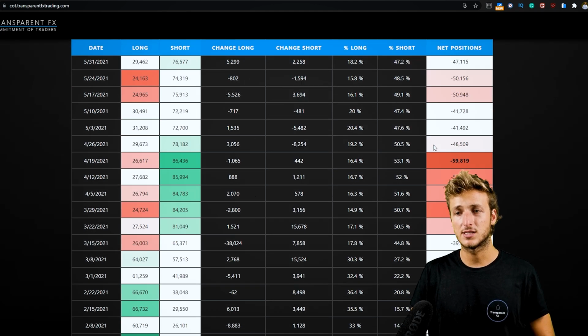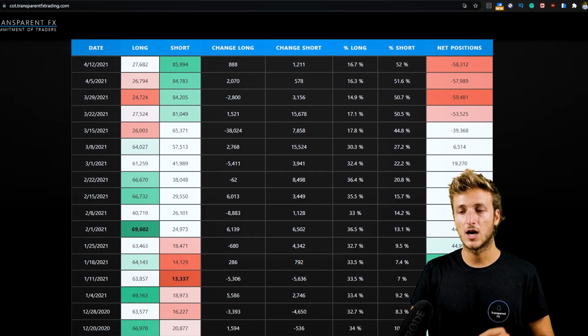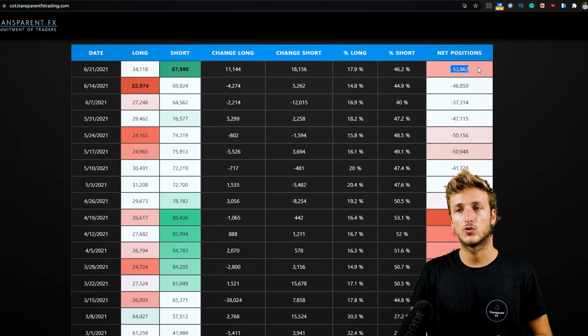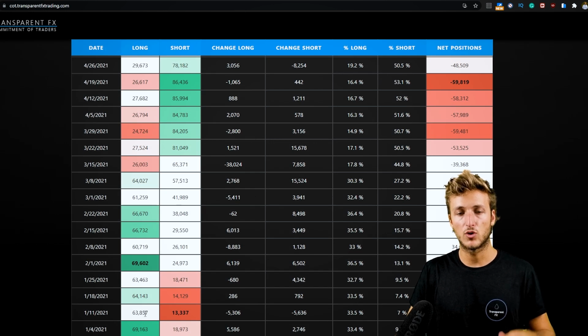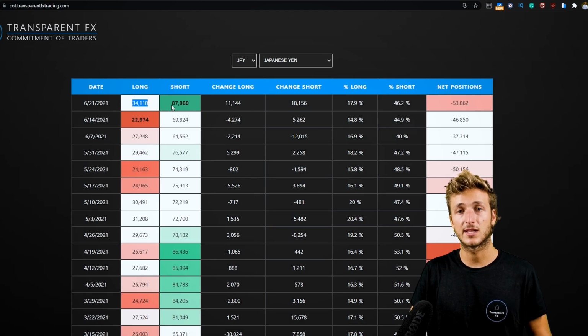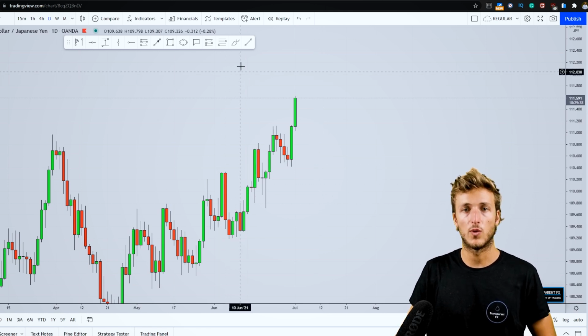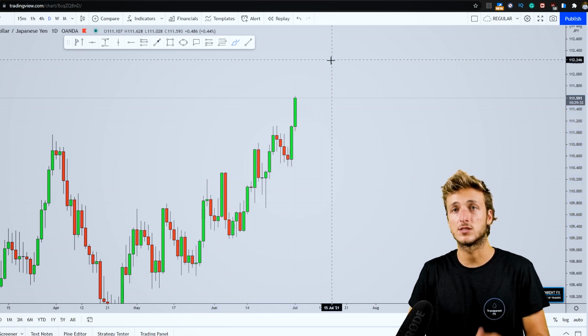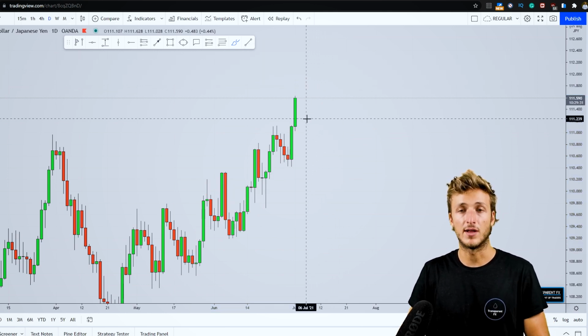Now, if we check here the COT data for the JPY, we can see how we went from having 50.5k net positions with 63k longs and 13k shorts, all the way down to having minus 53k net positions with 87k shorts and only 34k longs. So we went from having way more longs than shorts from an institutional perspective to having way more shorts than longs, which obviously makes the JPY quite weak, which makes USDJPY quite strong. And we can see this clearly reflected in the price action with this strong uptrend that is currently developing here.